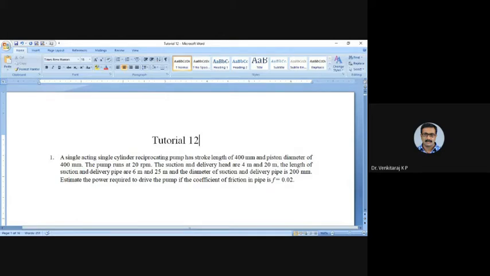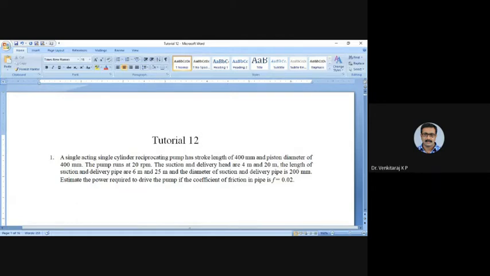single-cylinder reciprocating pump has stroke length of 400 mm and piston diameter of 400 mm. The pump runs at 20 rpm. The suction and delivery head are 4 meter and 20 meter. The length of suction and delivery pipe are 6 meter and 25 meter, and the diameter of the suction and delivery pipe is 200 mm. Estimate the power required to drive the pump if the coefficient of friction in pipe is 0.02.